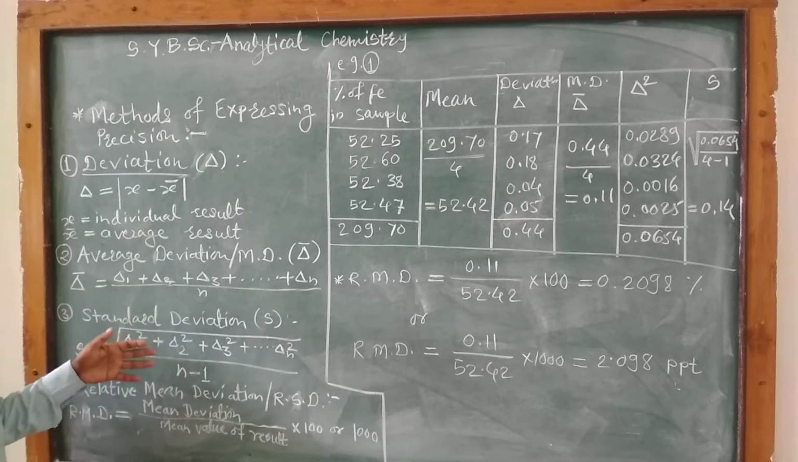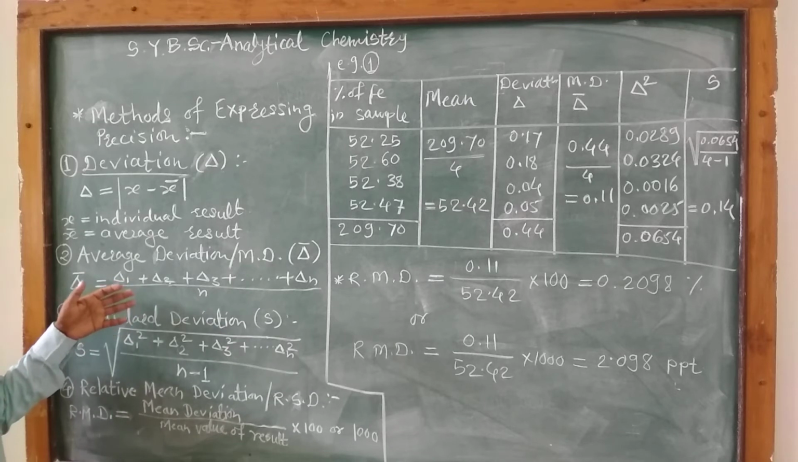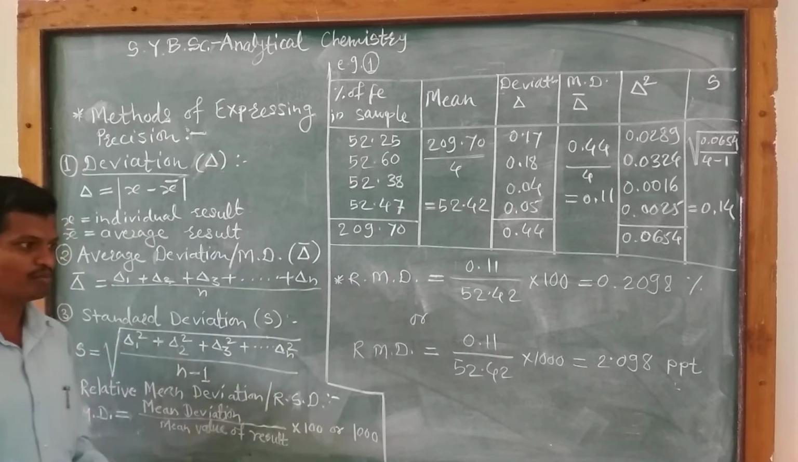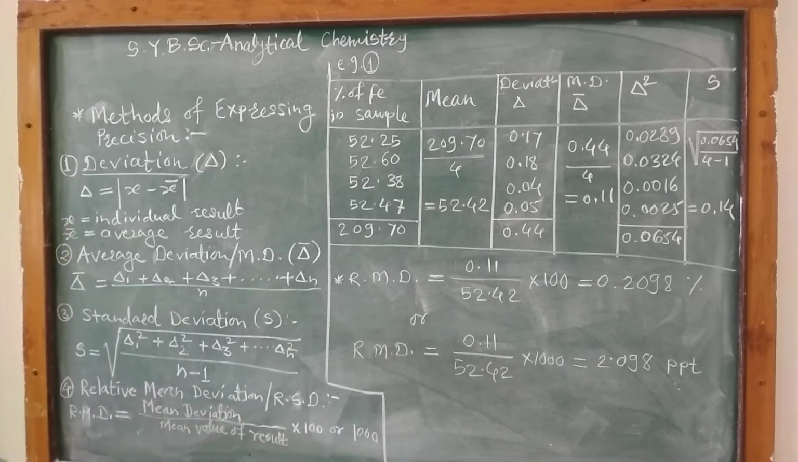As compared to standard deviation, the average deviation and simple deviation have less significance, while the standard deviation and the relative standard deviation or relative mean deviation have more significance in calculating or expressing the precision.